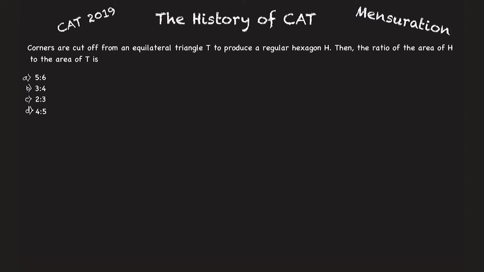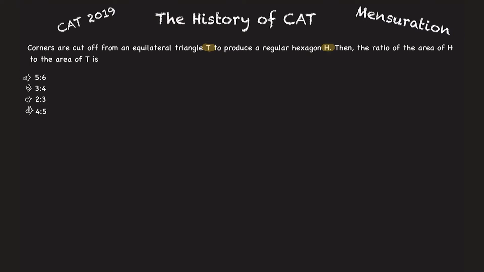Okay, so what is given here? The corners are cut off from an equilateral triangle T to produce a regular hexagon H. So I cut off the corners of an equilateral triangle to produce a regular hexagon. What is a regular hexagon? All the sides and all the angles are equal. Then the ratio of the area of the regular hexagon H to that of the area of equilateral triangle T is the question being asked to us.